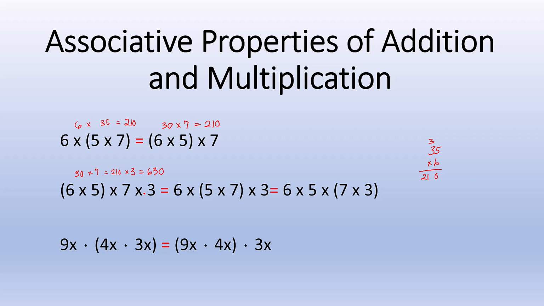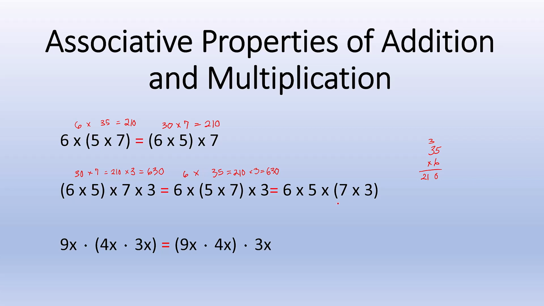Let's see how about the other ones. 5 times 7 is 35. Again, if I multiply 6 by 35, that'll be a little harder to do in my head, but I already know that 6 times 35 is equal to 210. And 210 times 3 is going to give me 630 once more.